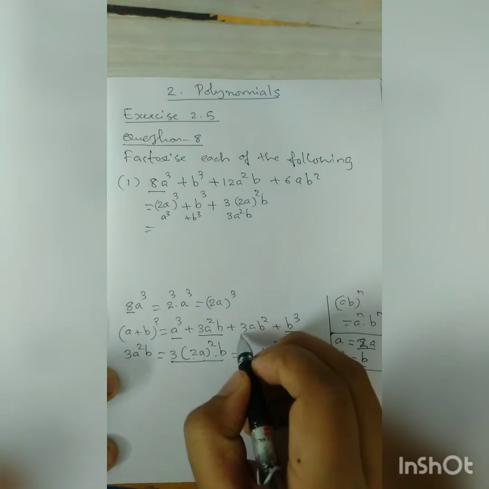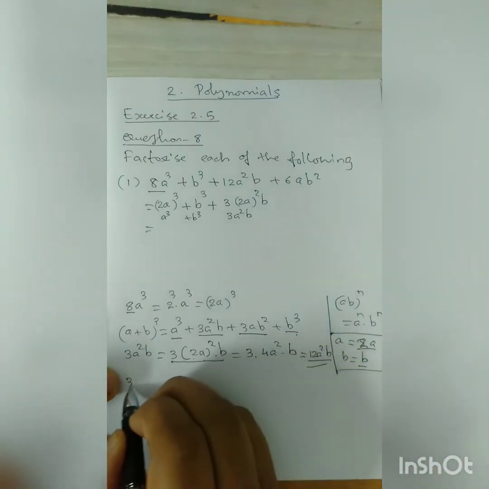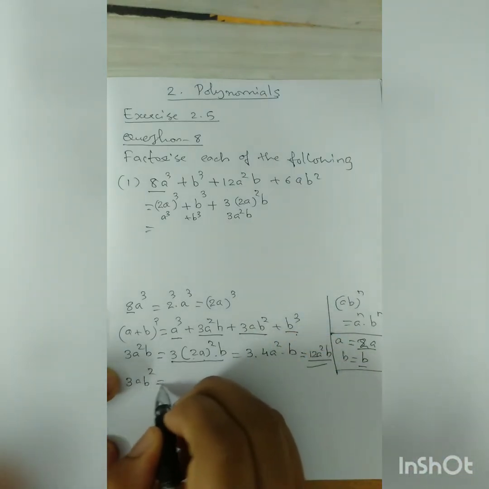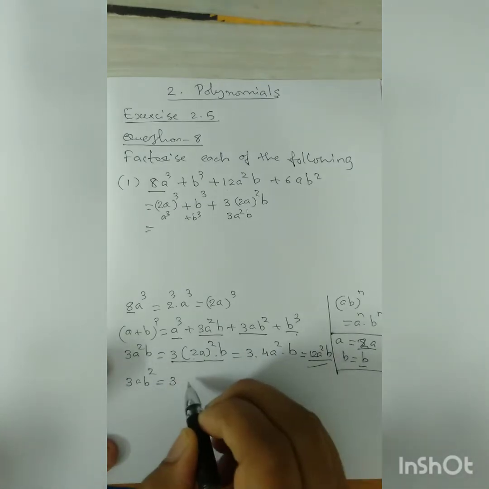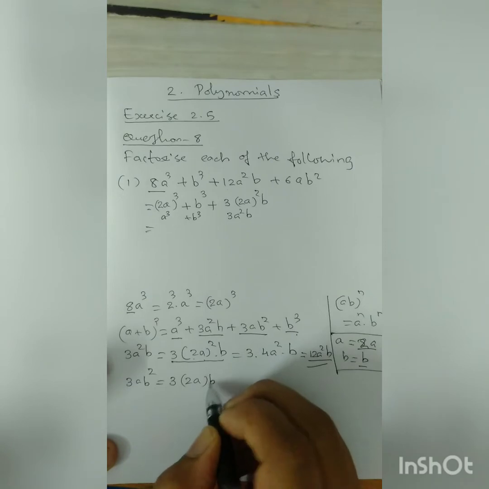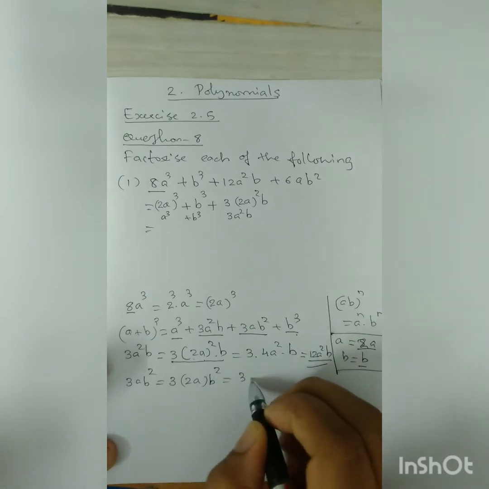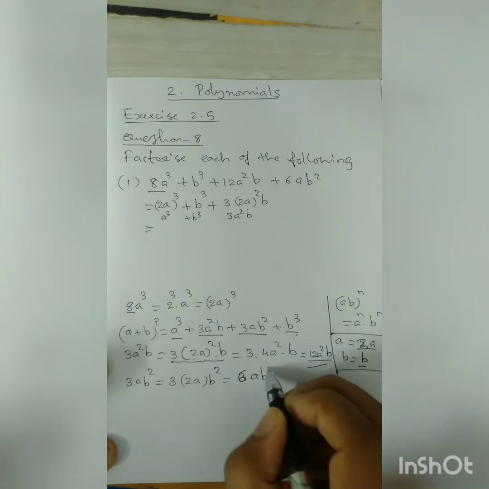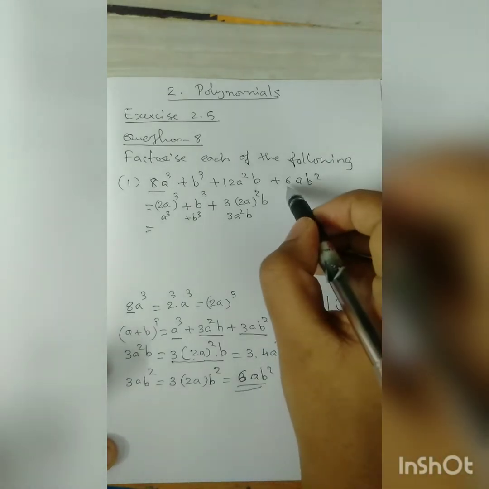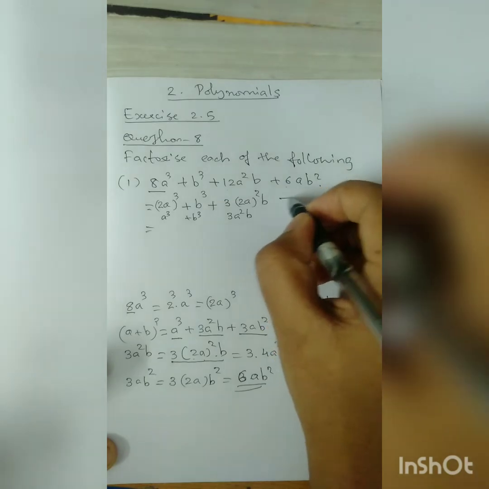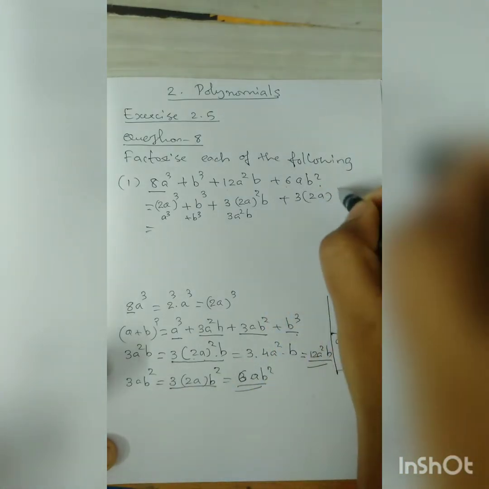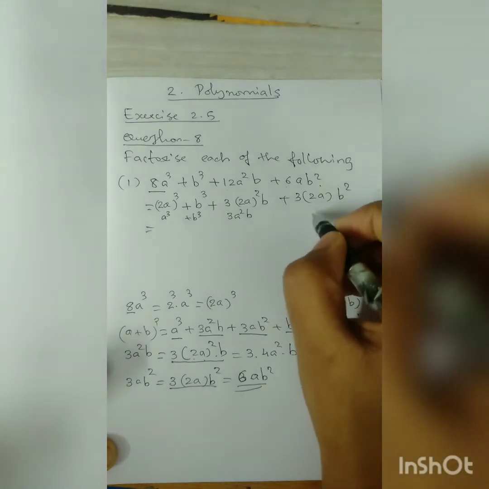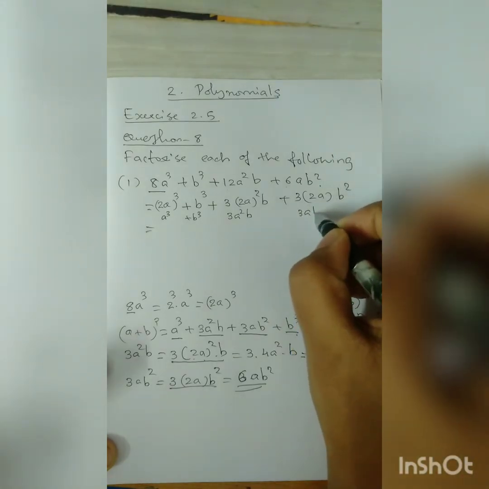Then the last term is 3ab square. 3ab square is equal to 3 into 2a into b square, which is equal to 3 into 2, 6ab square. So the last term is 6ab square, which can be written as 3 into 2a into b square. So this is in the form of 3ab square.